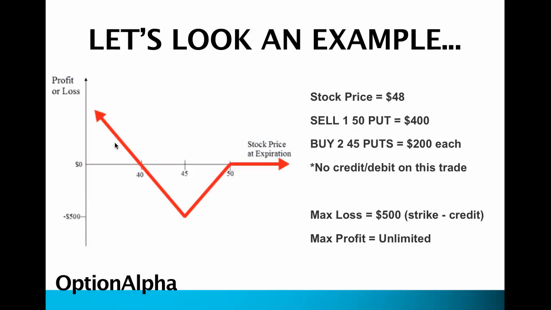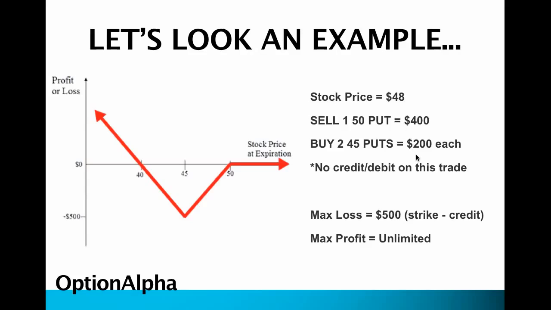So let's look at an example. The stock price in this example is going to be $48. We're going to sell one 50 strike put for $400. And we're going to take that money that we got and go right back out into the marketplace and buy two 45 strike puts for $200 each. So you can see here that there's no credit or debit on this trade. It's basically a free trade. Obviously, you have to include commissions, but for the purposes of this example, the trade doesn't cost you any money and it doesn't take in any money.